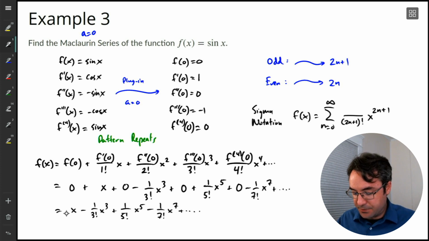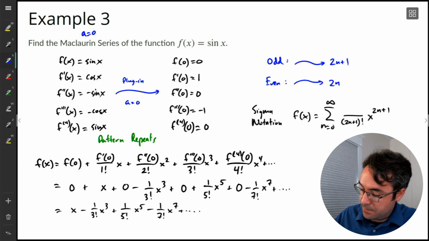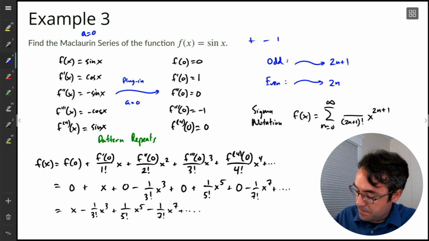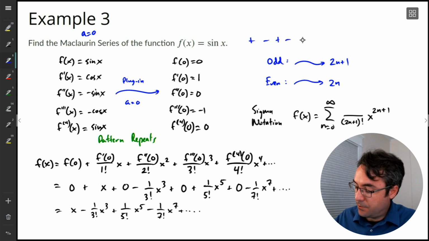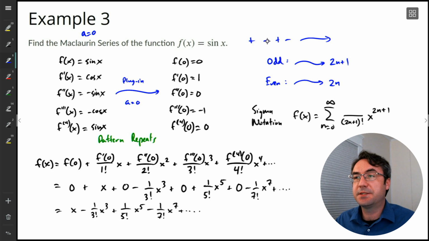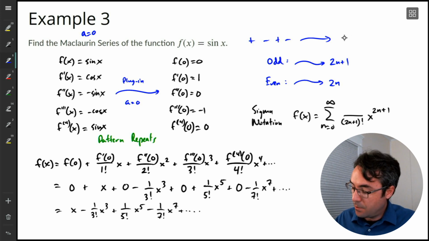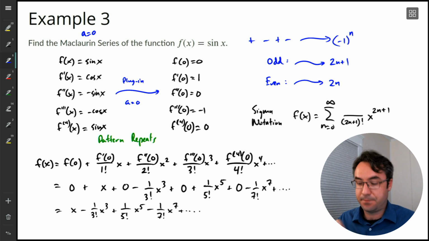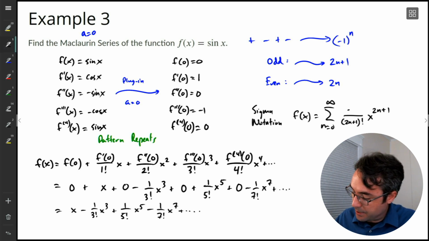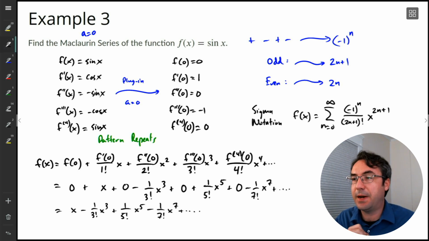The only other thing is we have this alternating positive, negative pattern. So how do we get that alternating piece there? Positive, negative. Well, we get -1 raised to the power n. And so that's what we'll put in the numerator here. -1 raised to the power n.